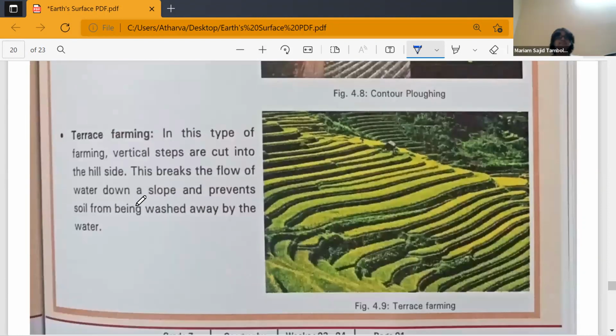Yes, ma'am. Terrace farming. Have you heard about terrace farming? Ma'am, these types of gardens are really popular, and a tourist destination also. Yes.